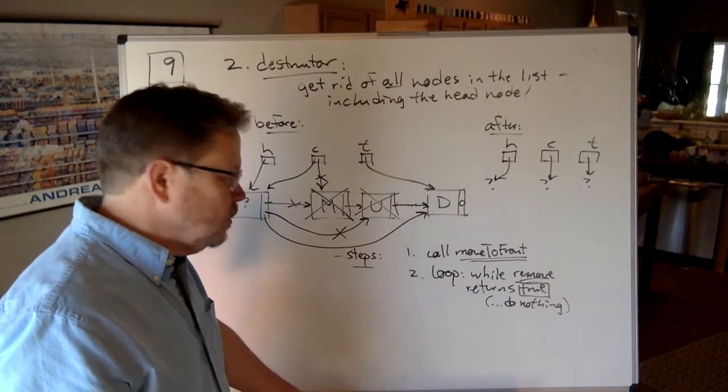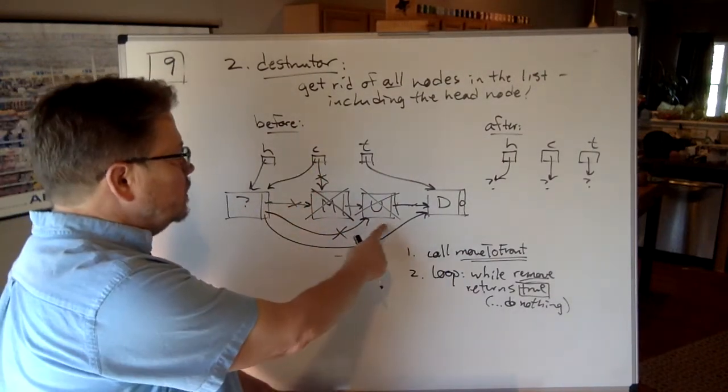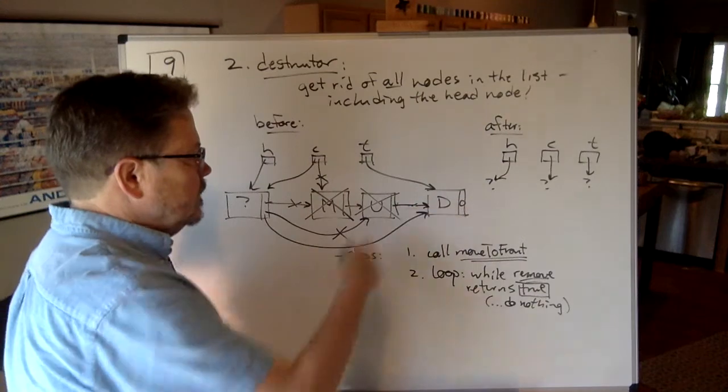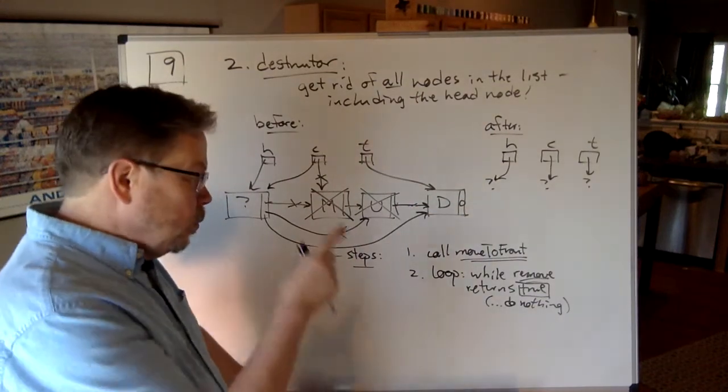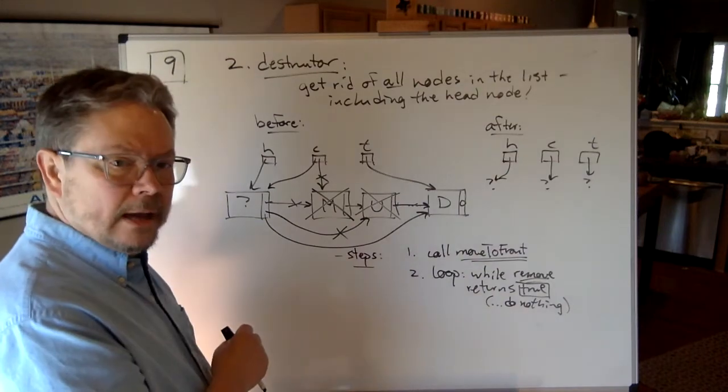Like I said, remove is doing all the work for us. We just keep calling it. Call remove, bye M. Call remove again, goodbye U. Call remove again, goodbye D. What's going to be the case when remove finally returns false and we fall out of the loop?